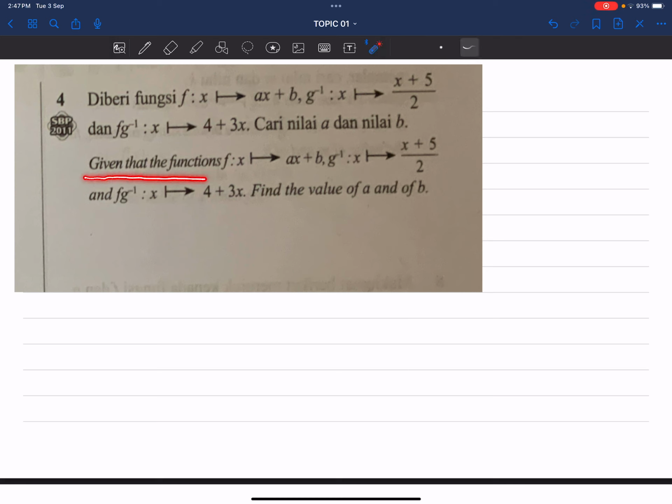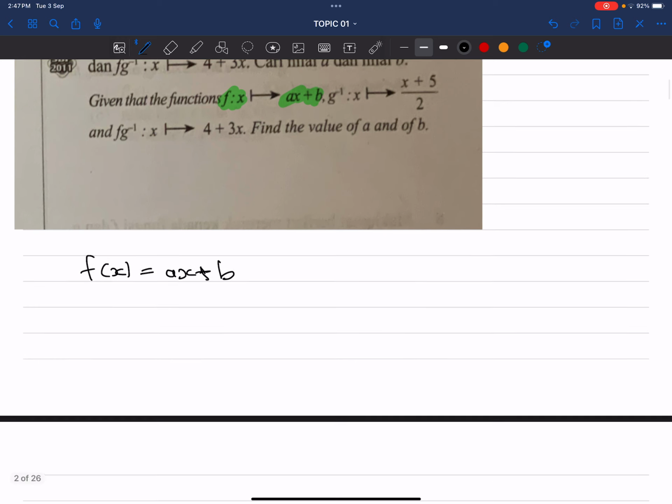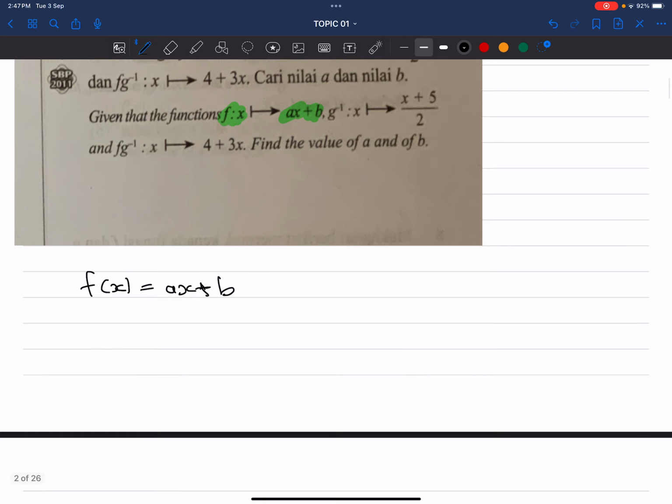Given that the function f(x) is ax plus b. So function f(x) equals ax plus b, I'm going to collect that.